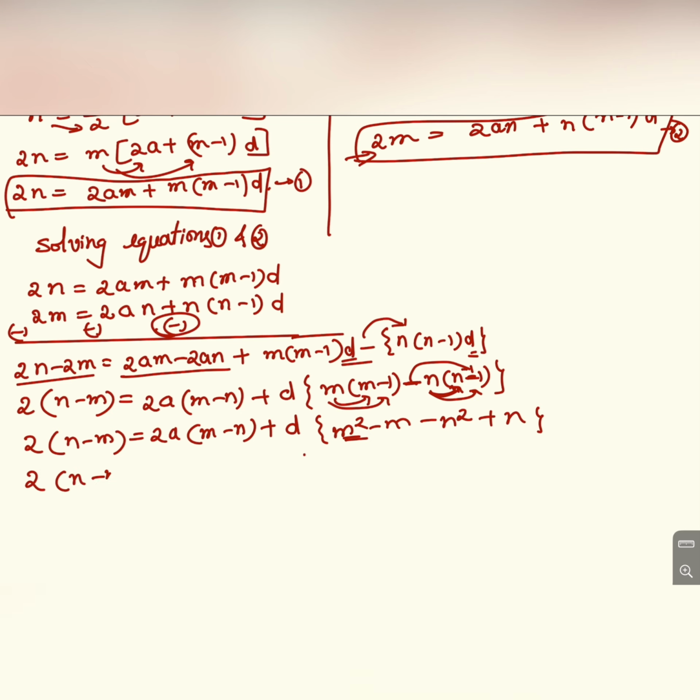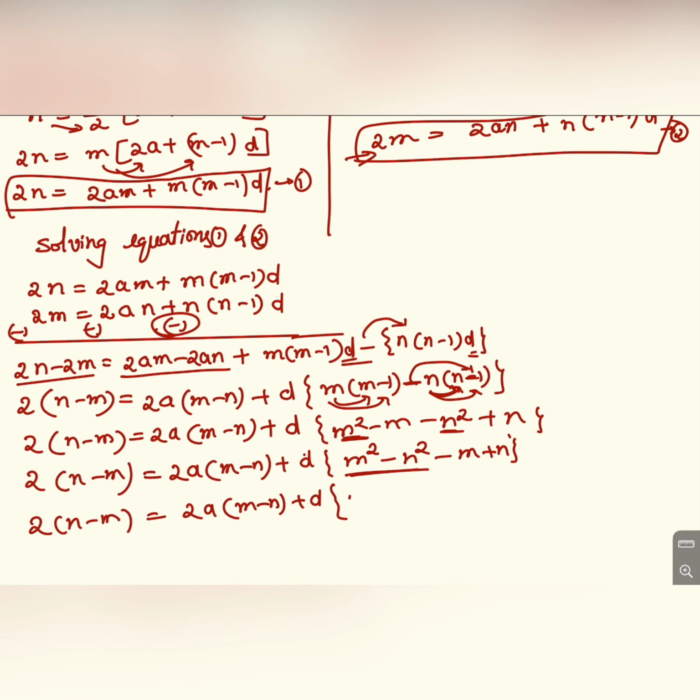2 into n minus m is equal to 2a into m minus n plus d into, these two I'll combine together, m square minus n square minus m plus n. We can apply the identity m plus n into m minus n, minus of m minus n. I have taken minus as common, then plus m minus n. Now 2 into n minus m is equal to, in these two terms, m plus n into m minus n minus m minus n, m minus n is common.